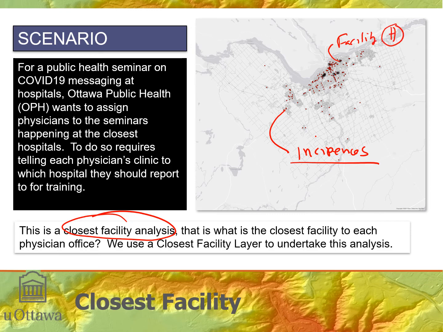The hospital is the facility, and the incidences are the clinics or physician offices. Each physician office needs to be assigned to its closest hospital in driving time, not in geographic distance, like this. I'm just showing, for example, that we need to assign that to the closest hospital in terms of time.